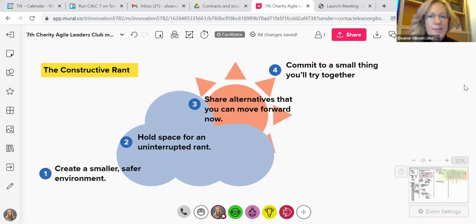The third step in the constructive rant is around sharing alternatives that can move you forward now. So this is all about what's wanted instead, what the individual would like to happen. Finally, the fourth step is around committing to a small thing that you'll try together. So those are the 4 principles of a constructive rant. And now I'm going to show you what this might look like in real life.